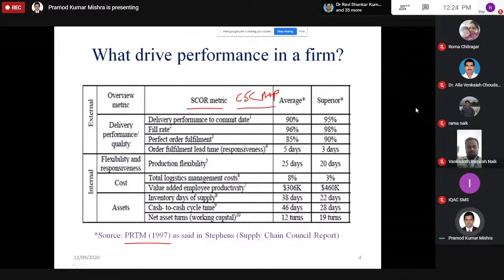So typical delivery performance to a commit date is expected to be 90%, and if you are a good performer, then probably 95%. Now you know this average performance, and the study was done somewhere abroad, and 90% delivery performance to the commit date is not a simple task, right? Your supply chain has to be very agile and very responsive, right?